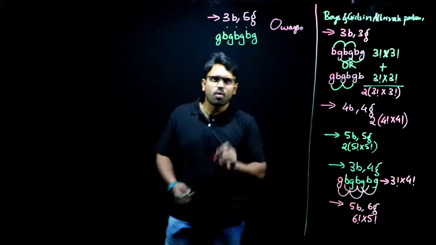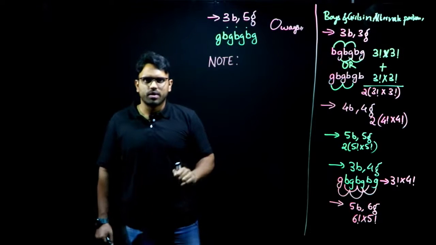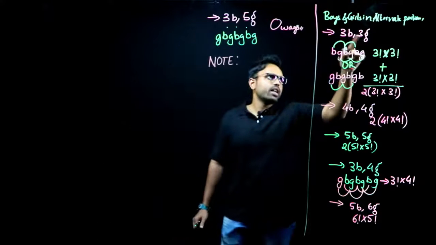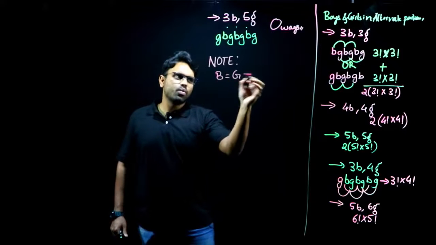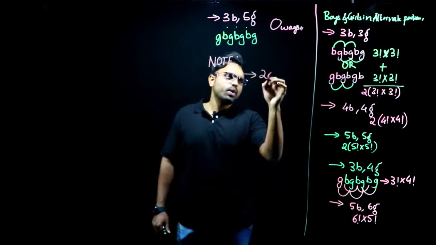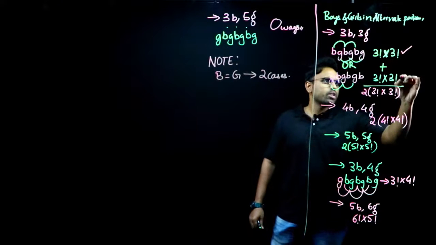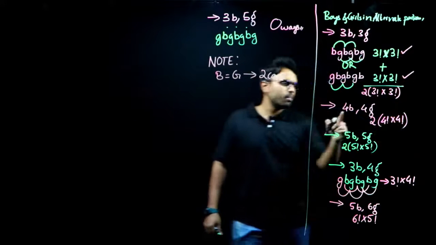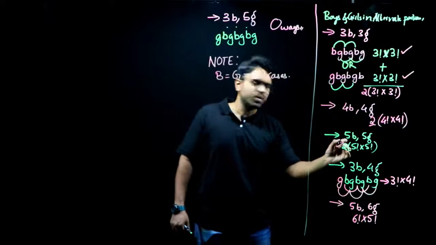And now I have a note here for everyone. What does the note say? When the number of boys is equal to the number of girls, what will happen? You will have two cases. Look, when the number of boys is equal to the number of girls, you will have two cases.